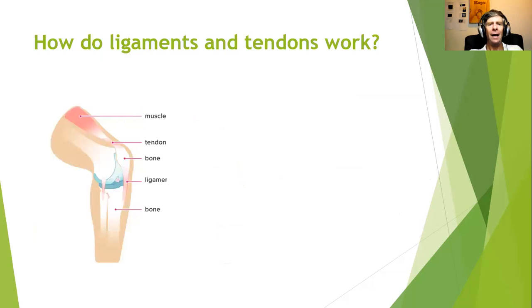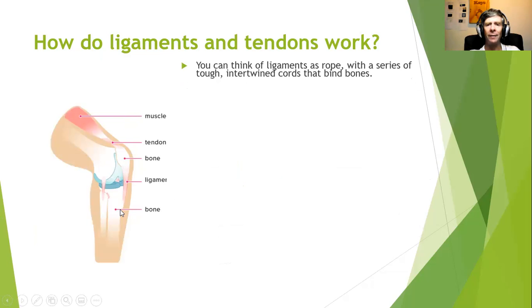But now, how do the ligaments and the tendons work? This is just a very basic picture of going from your thigh muscle, basically, going to tendon, to kneecap, which is bone, to ligament from the bottom of the kneecap and around the knee to bone again.